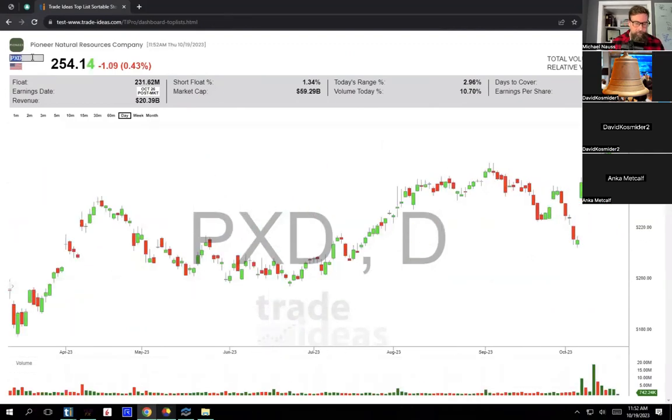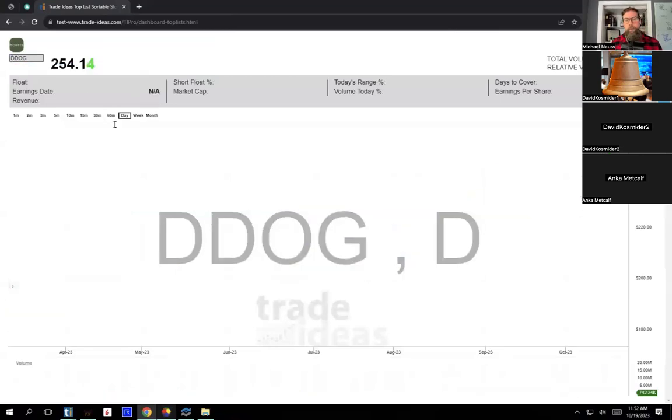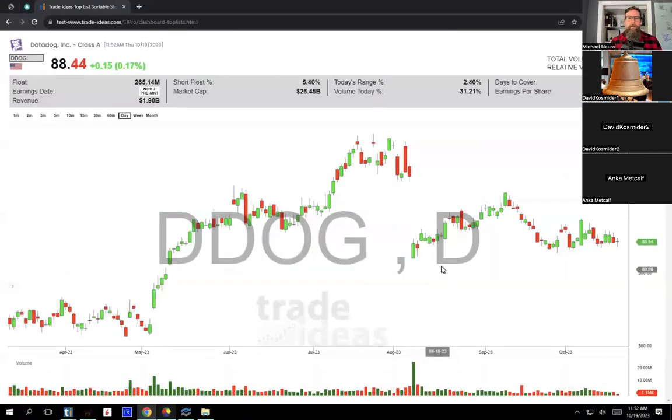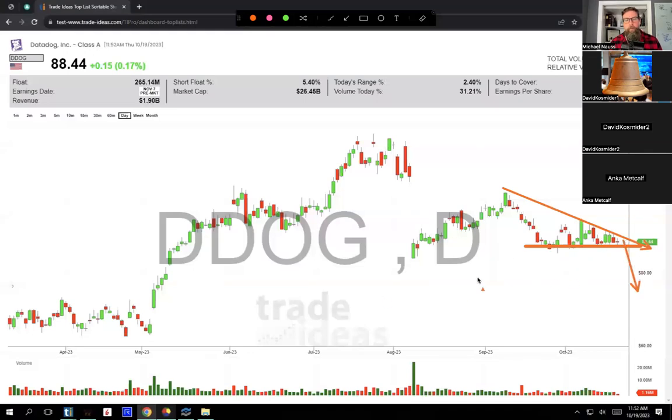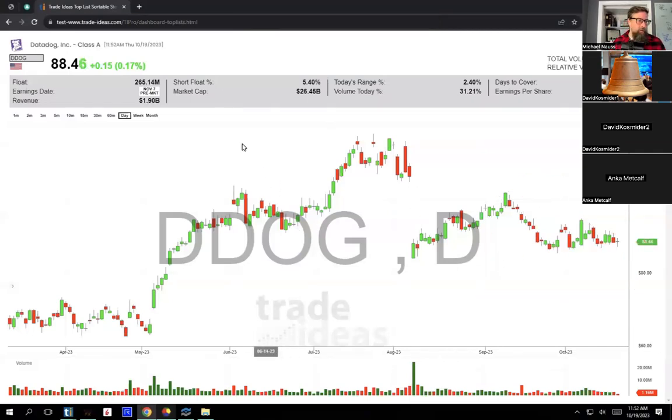Datadog, DDOG. Datadog is just stuck in a range. It's really not doing too much. Unfortunately, this looks like a descending triangle, where we have lower highs and then equal lows. So if that breaks, I would look out below. It looked like it tried to retake this gap, but it failed. So not a great look there.